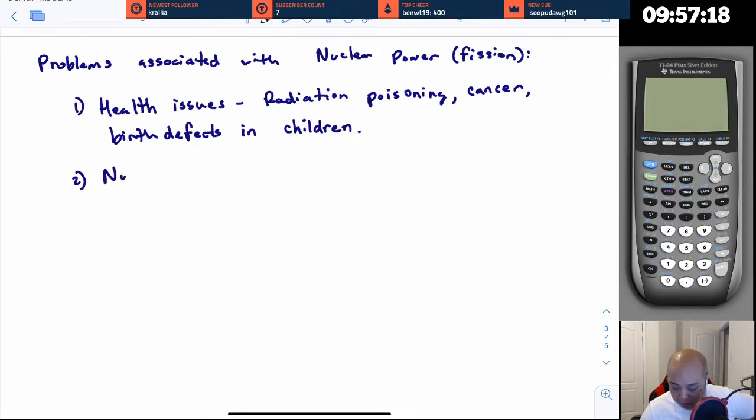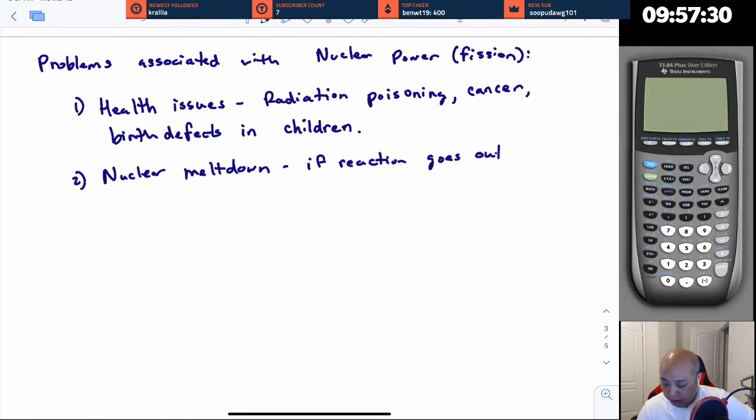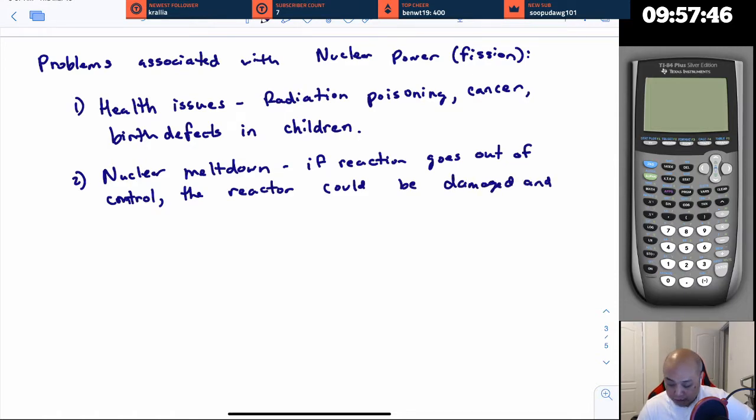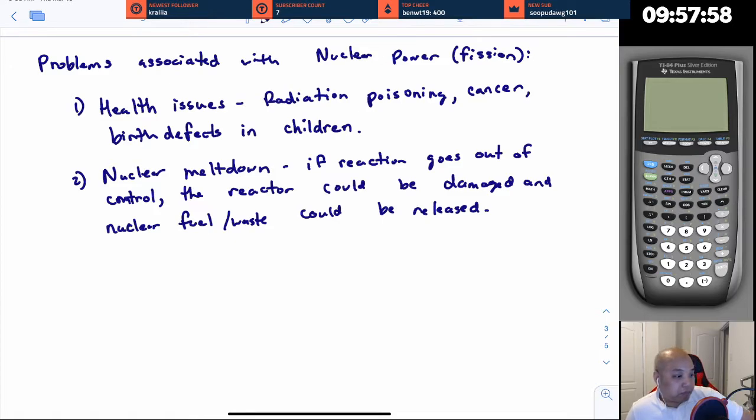Okay, two. Nuclear meltdown. If the reaction goes out of control, the reactor could be damaged and nuclear fuel and waste could be released. Like in Chernobyl, or at Fukushima in Japan, the reactor is damaged, a crack happens in the reactor, and then fuel starts leaking out into the environment, and waste and things like that.